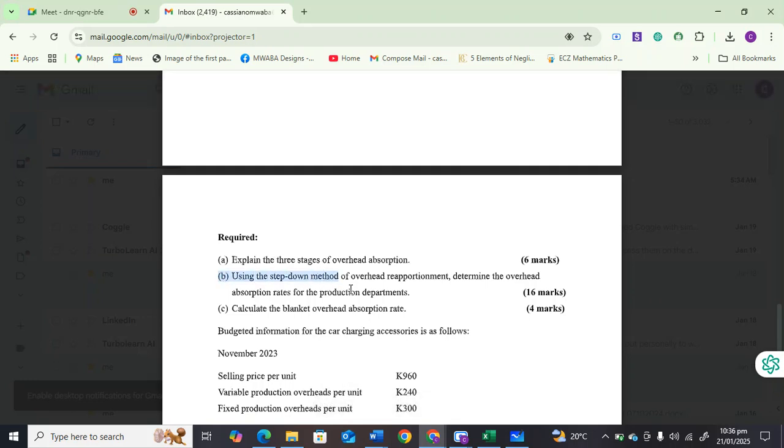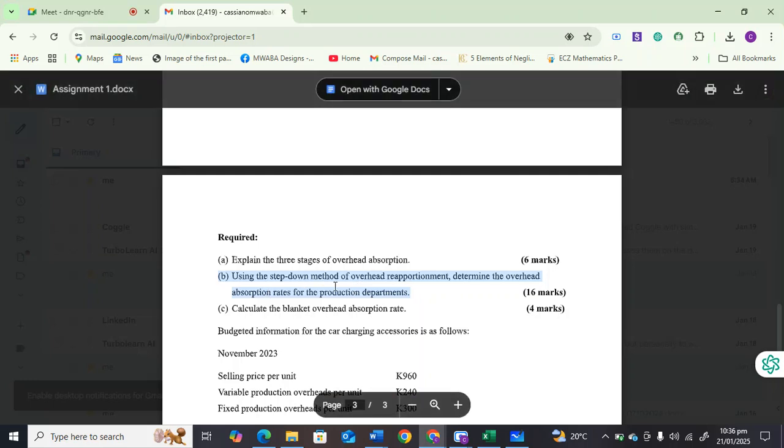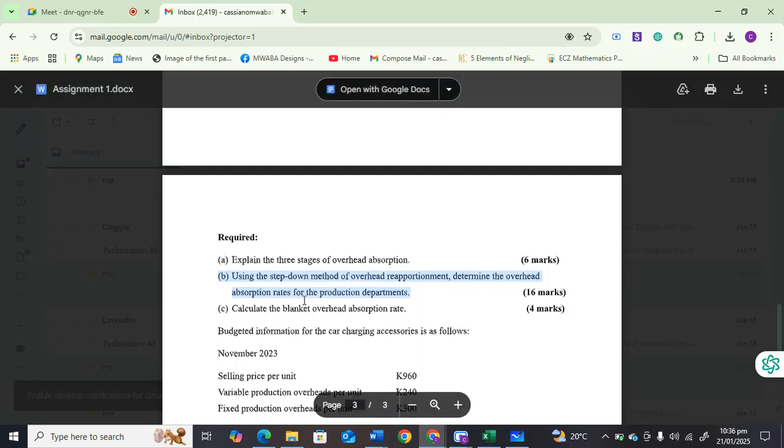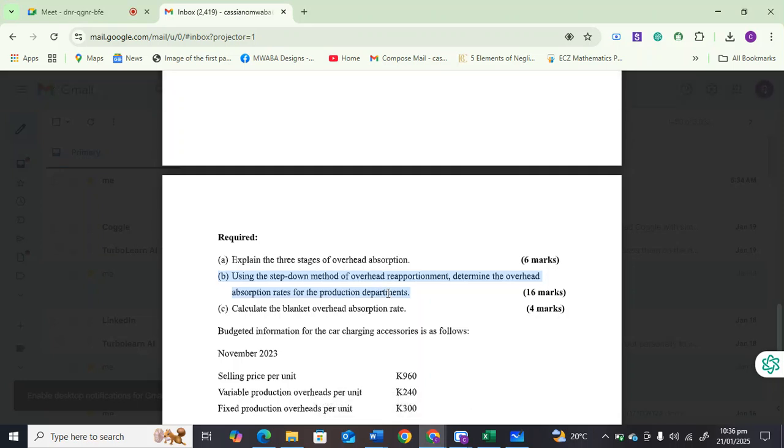So we'll start with part B. Using the step-down method of overhead reapportionment, determine the overhead absorption rates for the production departments. So the overhead absorption rate, think of it as the overhead cost per unit. Remember that, colleagues. Overhead absorption rate, same as overhead cost per unit.